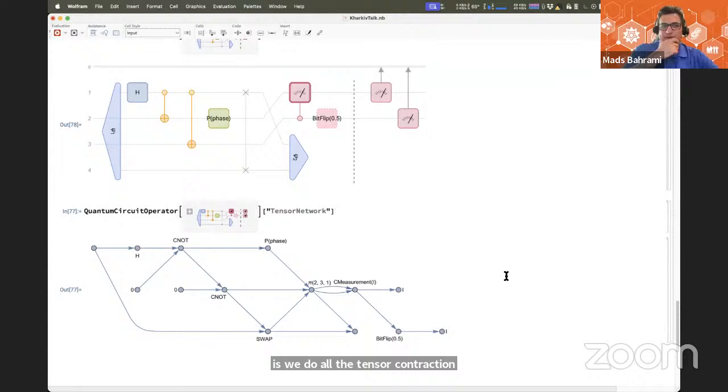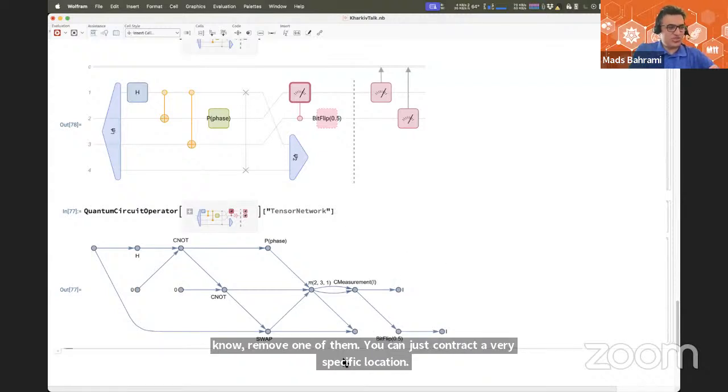But you have the freedom, with some of those functionalities that are not completely documented, of doing any fancy tensor contraction. For example, you can add edges to your tensor. You can remove one of them. You can just contract a very specific location. So what else? What other interesting feature do we have for our tensor network, Nick?